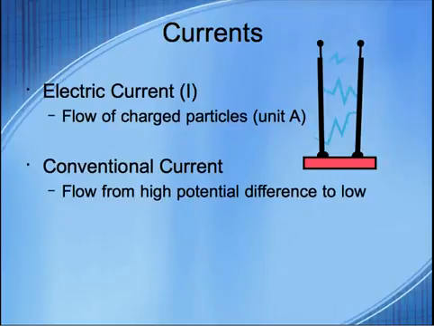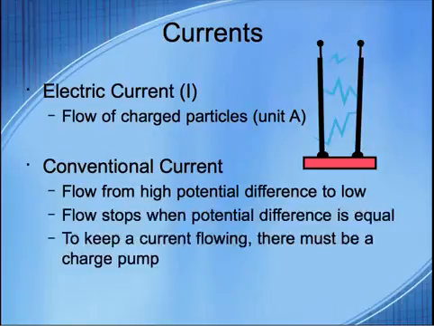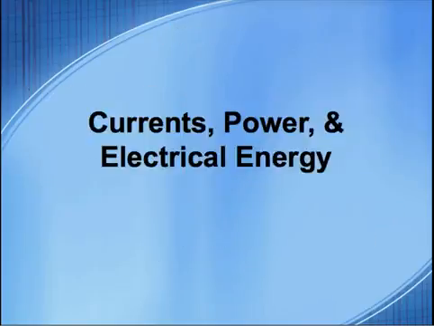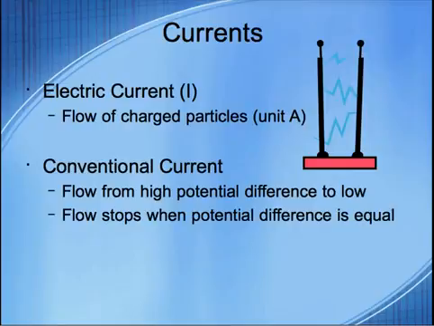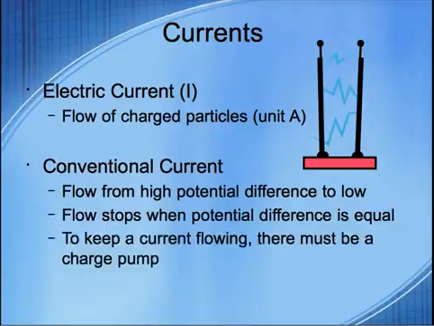So for a conventional current, we have a potential difference as long as it's flowing from high potential to low. The flow is going to stop when the potential difference is equal. So if there's no potential difference, just like the water pump scenario, we're not going to have any flow. And so to keep the current flowing, there must be some type of charge pump.